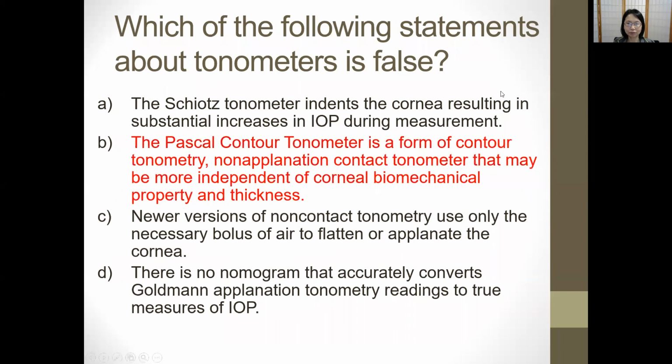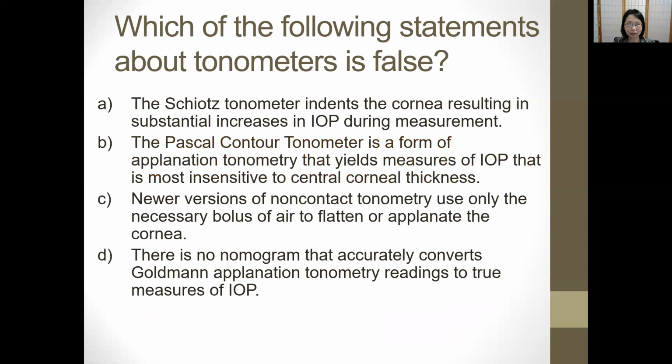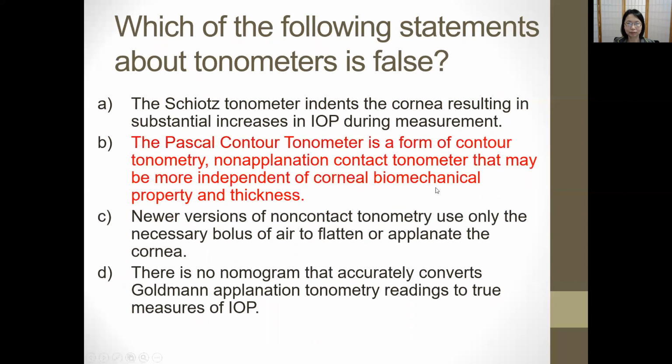And the correct answer is B, as in this is the false statement, because the Pascal contour tonometer is a form of contour tonometry and it's non-applanation contact tonometry, which is independent of corneal biomechanical properties and thickness. And so it is not an applanation tonometer.